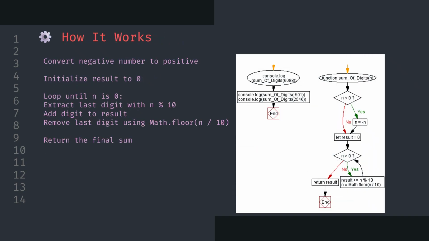Step by step, we handle negatives first to simplify digit extraction. Then, the loop strips digits one by one, from right to left. Each digit is then added to our total sum. Once all digits are processed, the sum is returned.